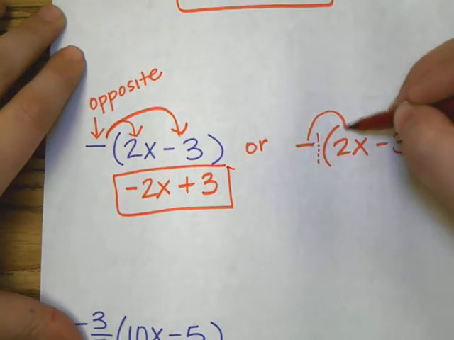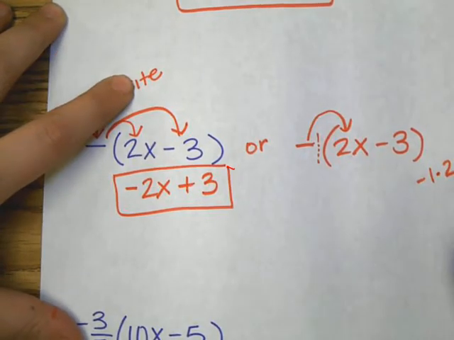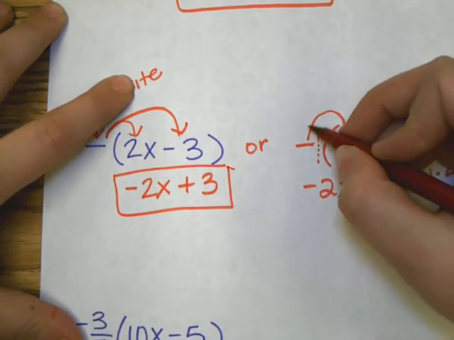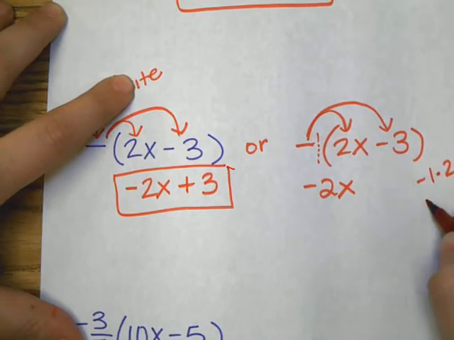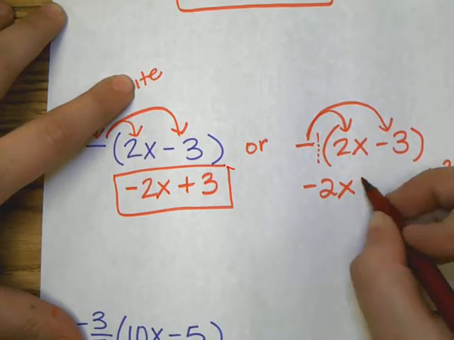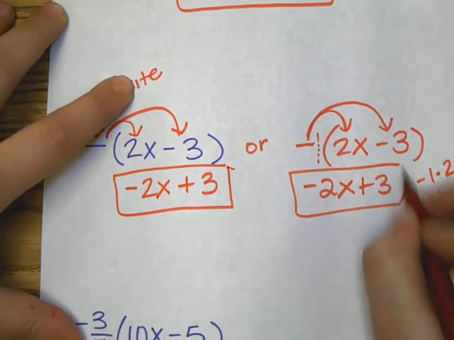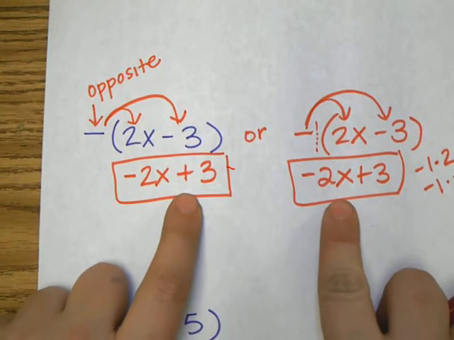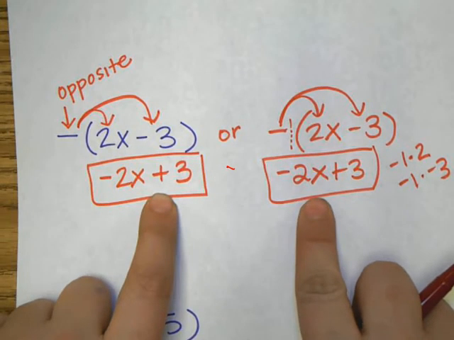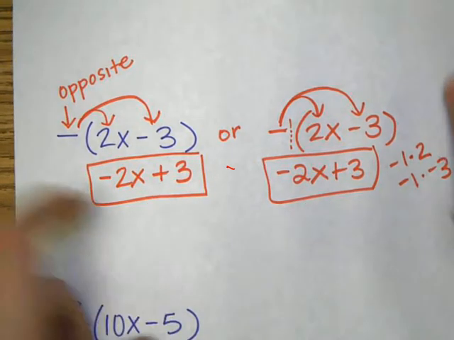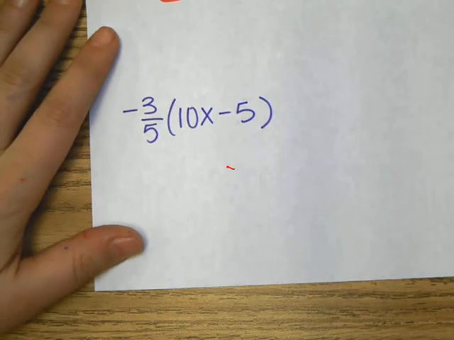Or you could think about it, I know some instructors tell you to put this invisible 1 here, and you're doing negative 1 times 2 is negative 2x. Negative 1 times negative 3 is positive 3. So these are two different ways to do this problem here.